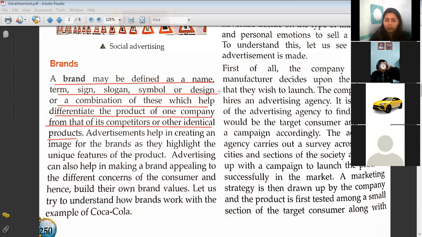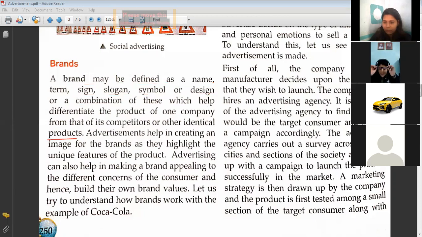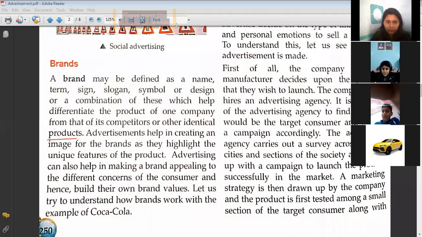Now we'll talk about Coca-Cola, how Coca-Cola has built its brand value. Right? This will be read by Abhishek. Yes, Abhishek, read next.